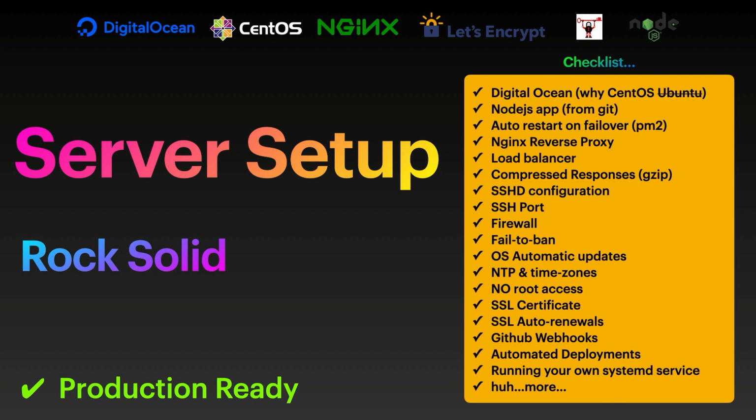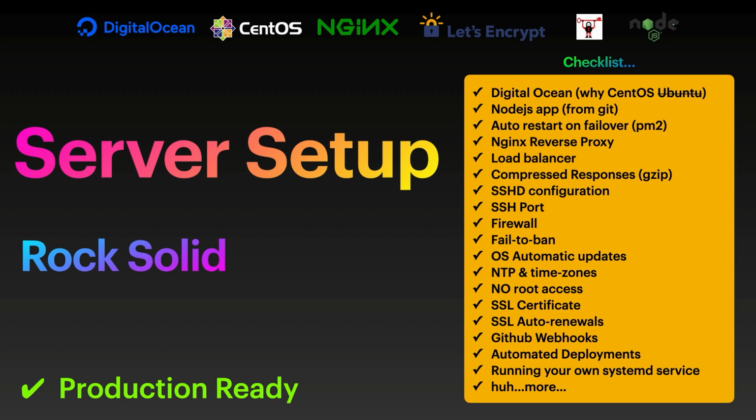Then we would be using one module inside Nginx, that is gzip, to compress our responses from the server. Then we would be making some changes to our SSH configuration. We would be changing the default SSH port, that is port 22. We would also be installing a firewall here. We would be installing fail2ban. We would make our server have automatic updates. We would be setting the time zone on our server, and we would be using NTP to automatically synchronize the time from the internet.